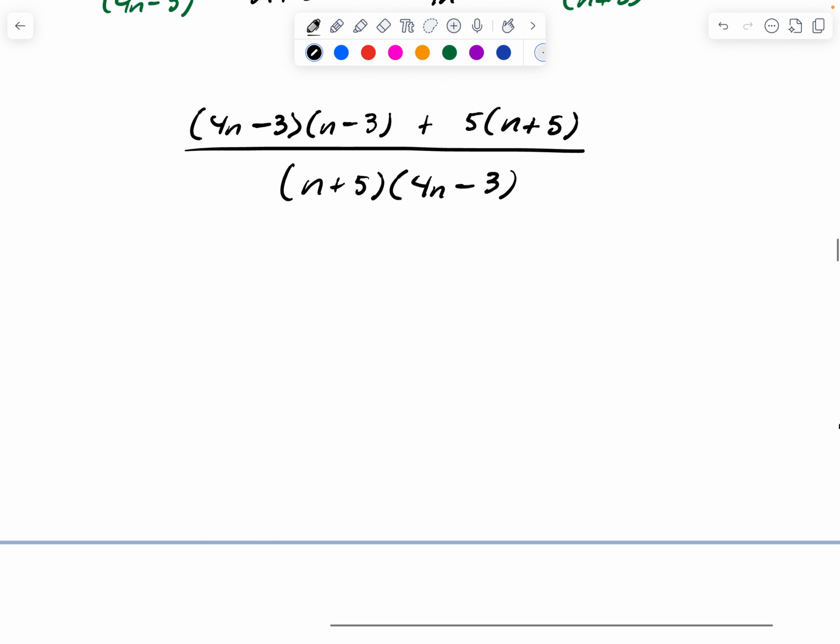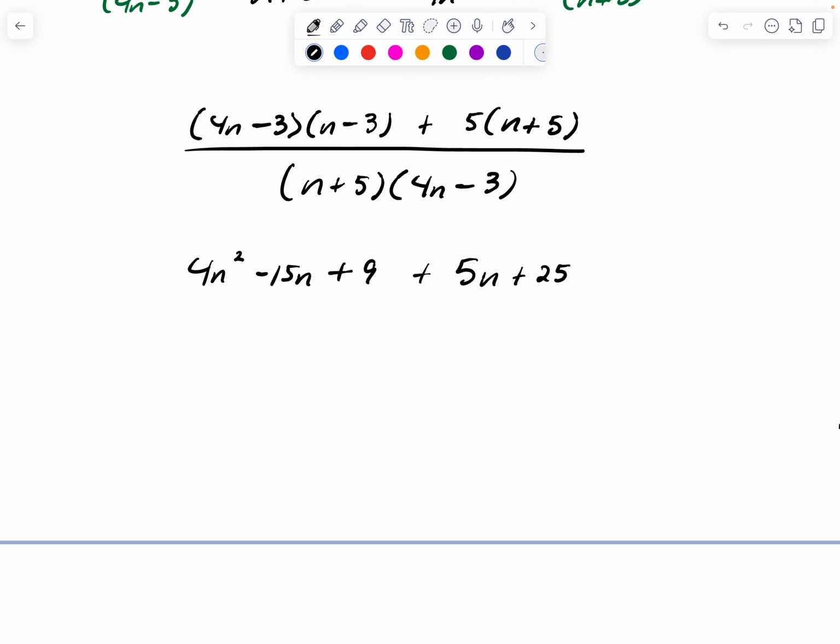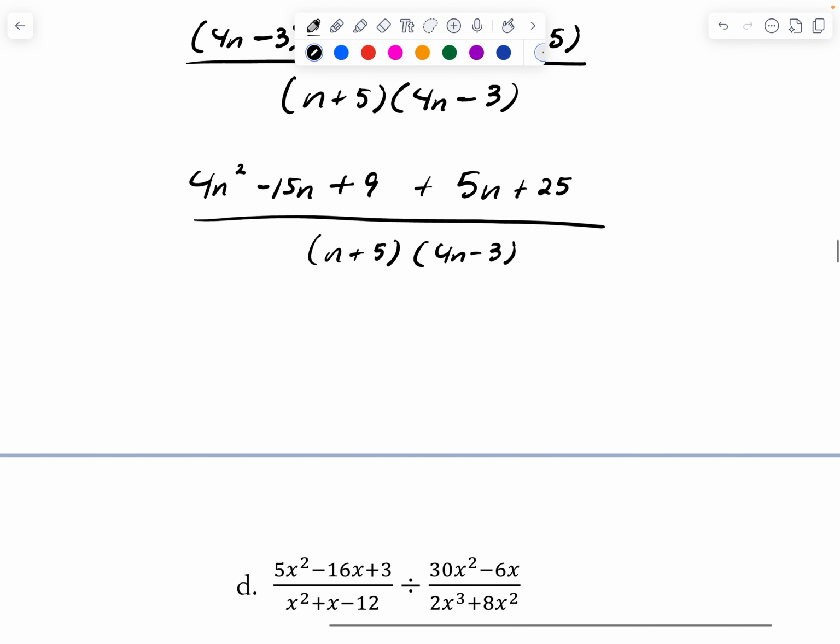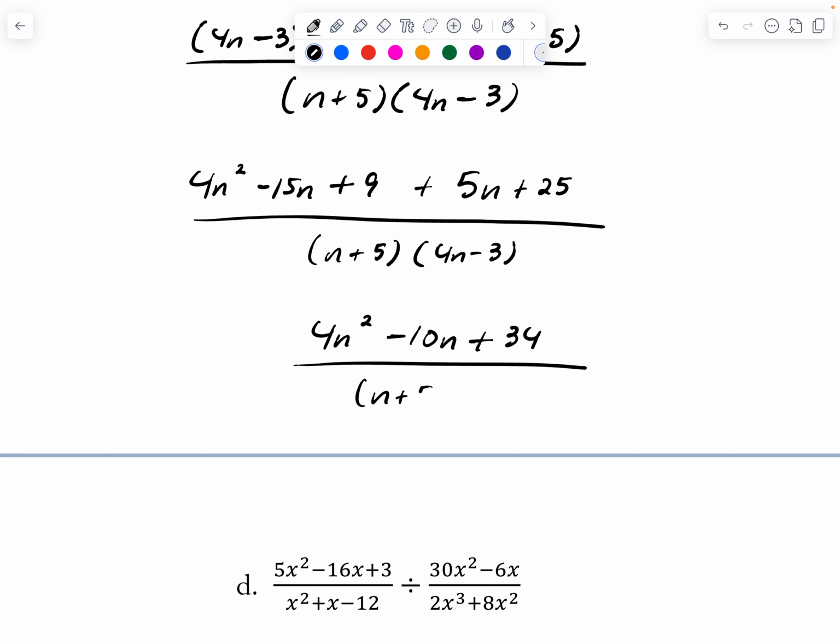All right, so I'm going to get 4n squared minus 12n minus 3n, which is minus 15n, plus 9 plus 5n plus 25, all over my common denominator. So when I combine my like terms, I get 4n squared minus 10n plus 34. Don't forget to put this over the common denominator.